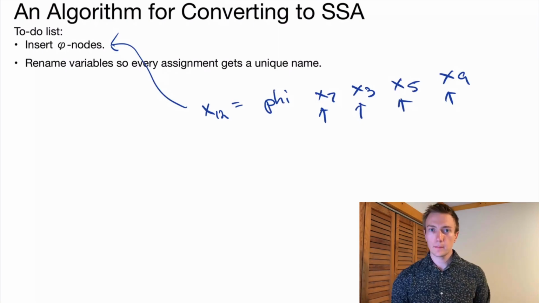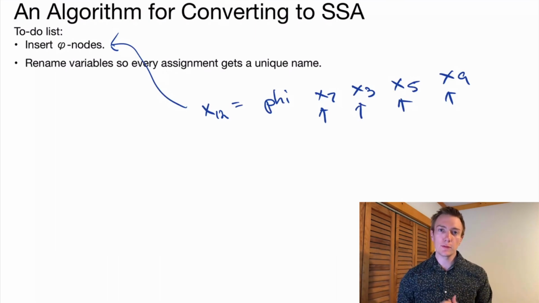If you like, you can pause the video now to think a little bit about how you would derive the pseudocode for the algorithms for these two steps. That is, where to insert phi nodes, and then how to do the renaming. This is fairly involved, so give it some time if you feel like it, but we'll step through the pseudocode together.